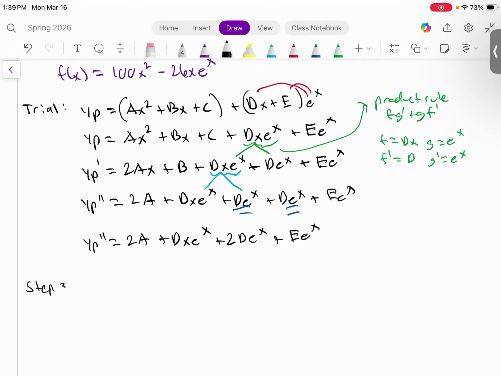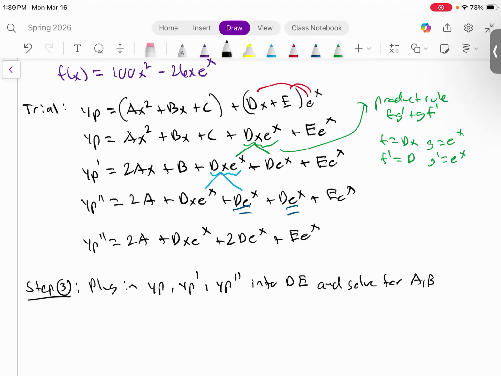So step 3: plug in the particular, prime, and double prime into the differential equation and solve for A, B, C, D, and E.